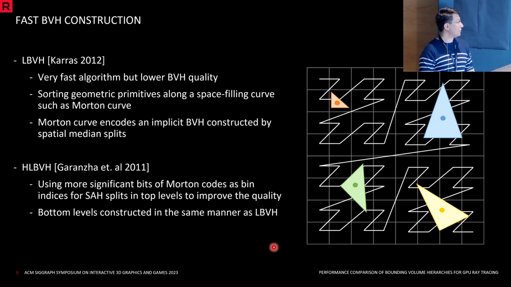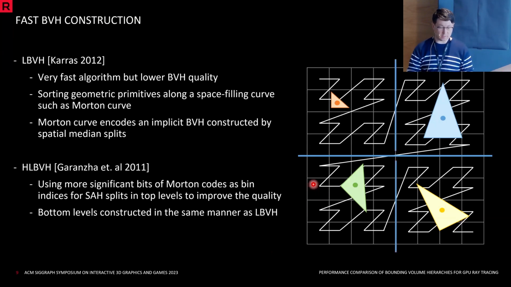And what is nice is that this Morton curve defines a uniform grid, discretizing the space, but it also encodes an implicit BVH constructed by spatial median splits. That means that the most significant bit corresponds to the topmost split, which is this one. The next split is this one, etc. So it's very simple and very, very fast, but the quality is rather inferior.